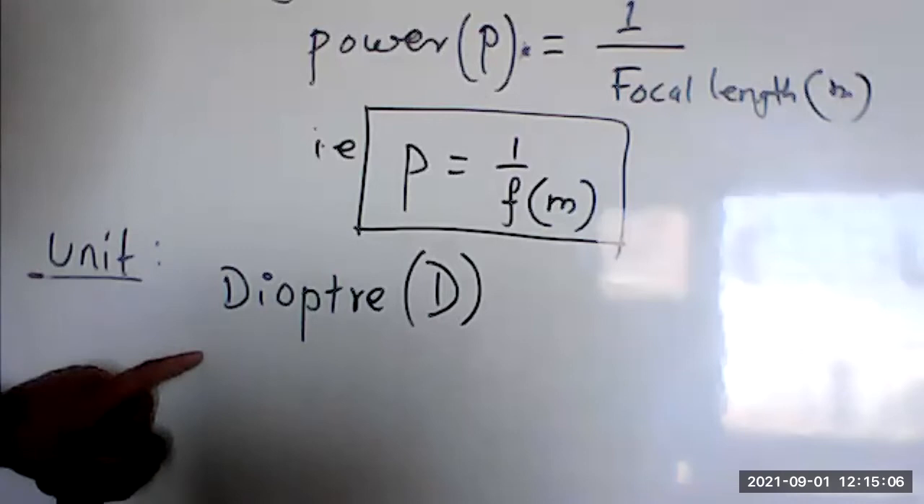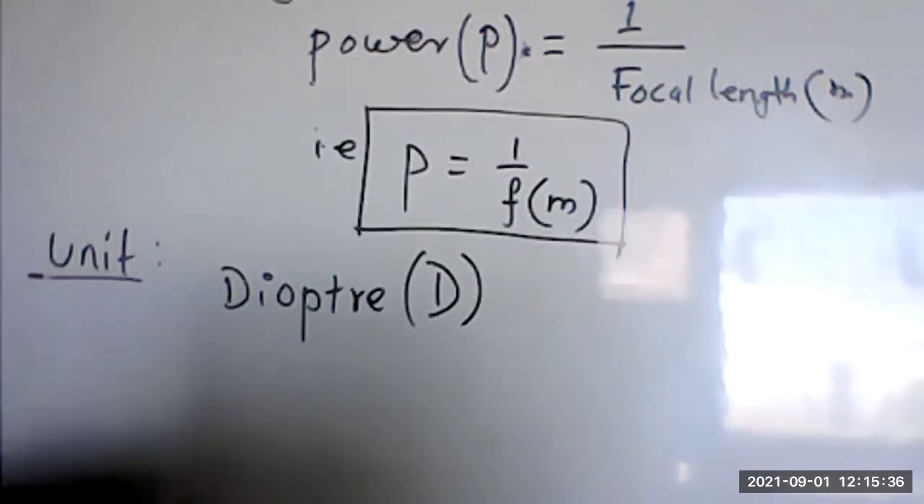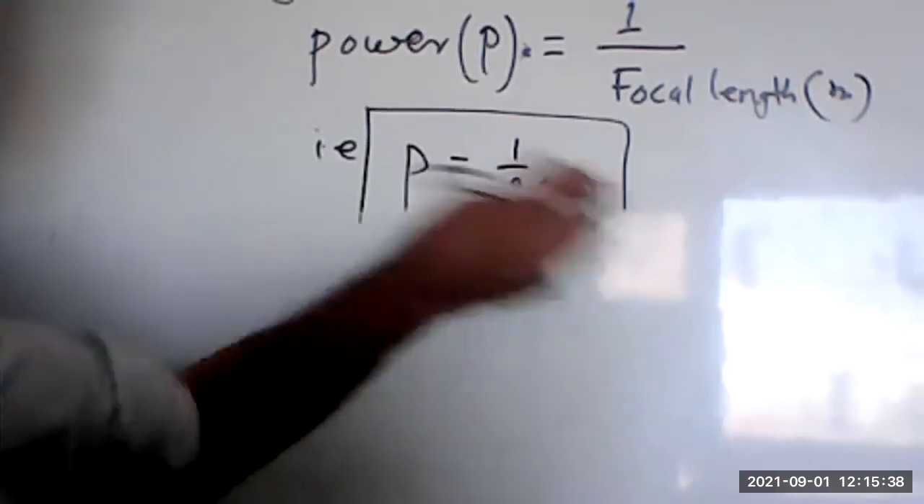Adonis, what is the SI unit of power of lens? Diopter. Diopter spelling. Dioptre. D. Deepika, what is the unit of power of lens? Diopter. Very good. Diopter. Okay, this finish. I don't take more time. Okay, you need to revise yourself. If you are confused, then ask me. I'm here to support you. Okay.